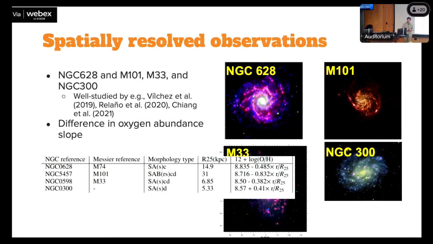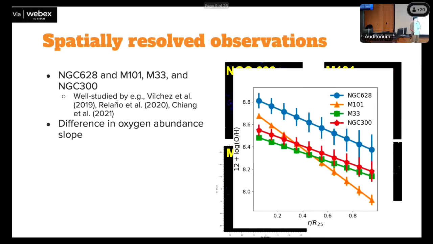An important part for these four galaxies is that they slightly differ in morphology, so we can trace a little bit the different types of galaxies we can expect in the nearby universe. And more importantly, the oxygen abundance radial gradient is completely different for these four galaxies. Usually we bin them in two different ways. We have NGC 628 and M101, which are extremely metal rich in the center and also have a steeper slope, especially M101.